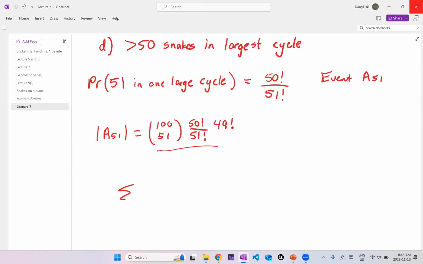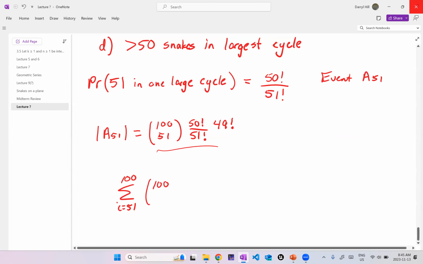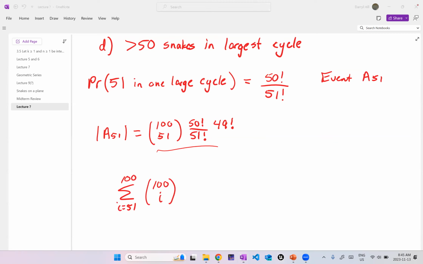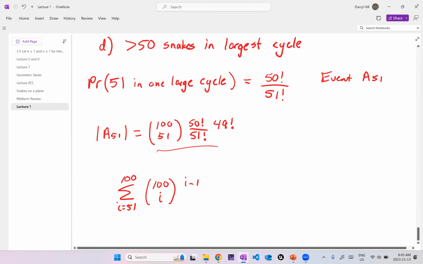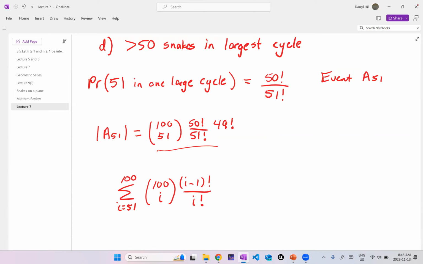So I can write this as the sum for I equals 51 to 100, where I is the size of the largest cycle, of 100 choose I, and then I minus 1 factorial over I factorial, and then times 100 minus I factorial. Right, so this is the general form of this formula here.